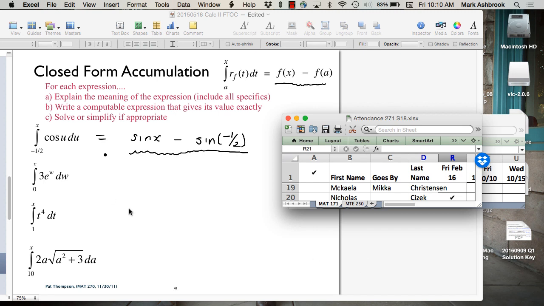Okay, so now you've got the pattern, so work on these other three. Is it the net accumulation of the rate? The quantity that has that rate, right? It's a net accumulation of some quantity that has that rate. Okay? And did you get a closed form for that?